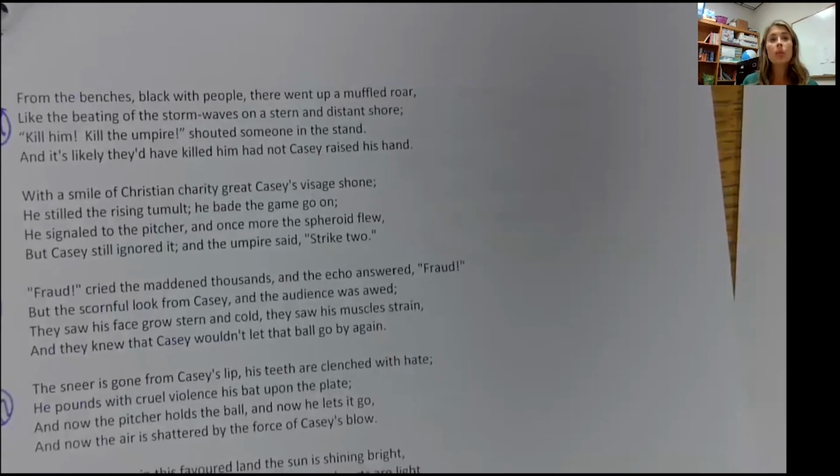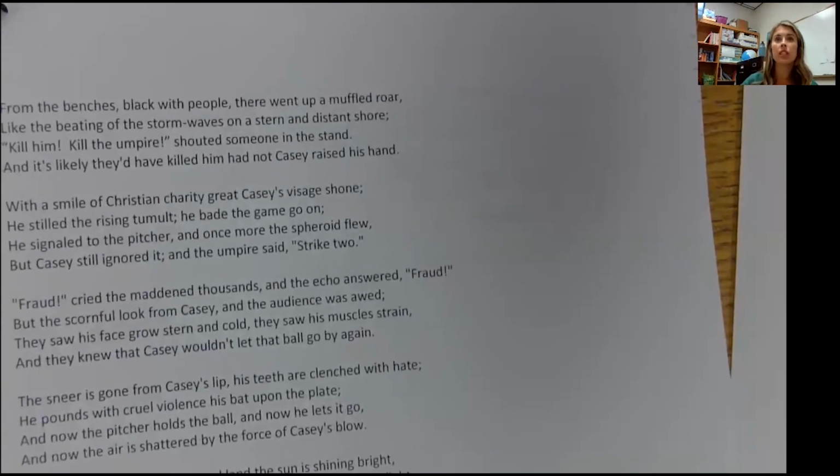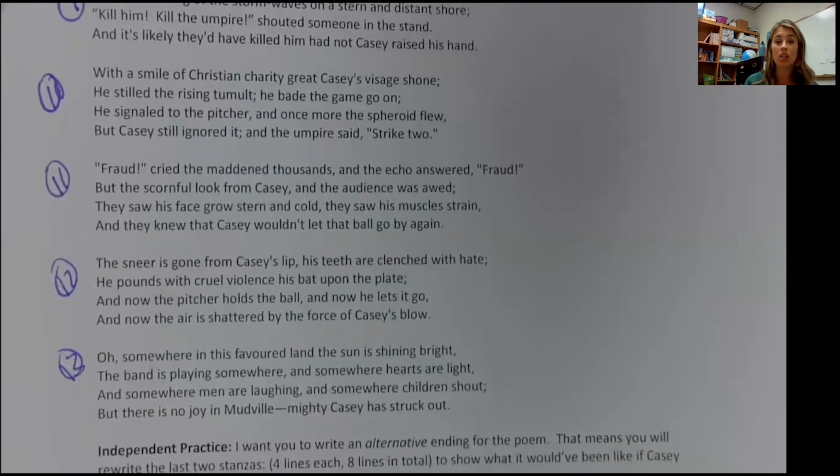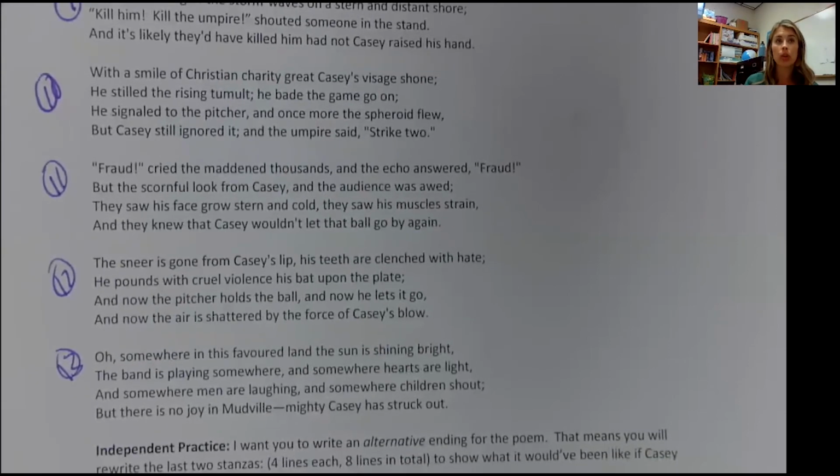Stanza 10. With a smile of Christian charity, great Casey's visage shone. He stilled the rising tumult. He bade the game go on. He signaled to the pitcher, and once more the sphere flew. But Casey still ignored it, and the umpire said, "Strike 2."